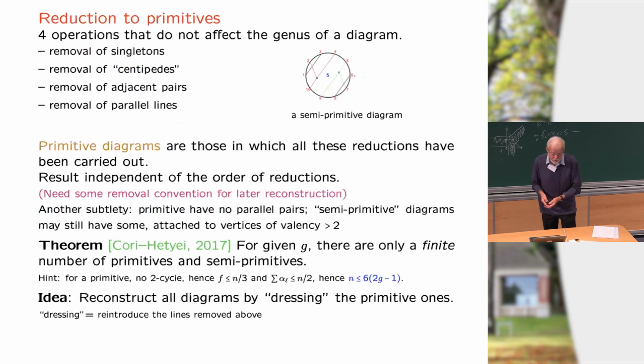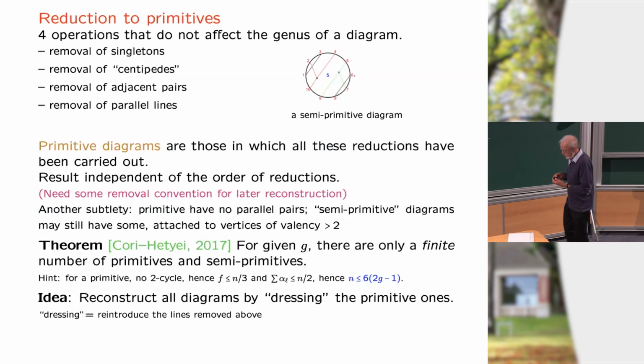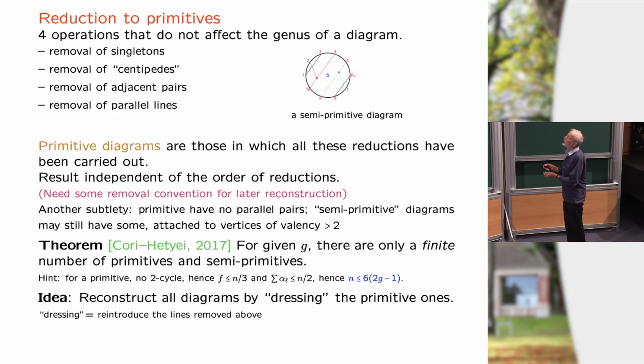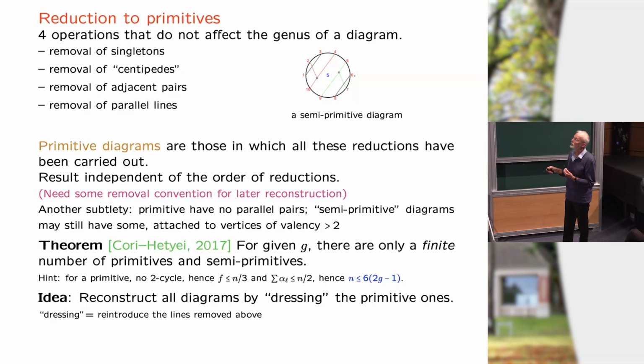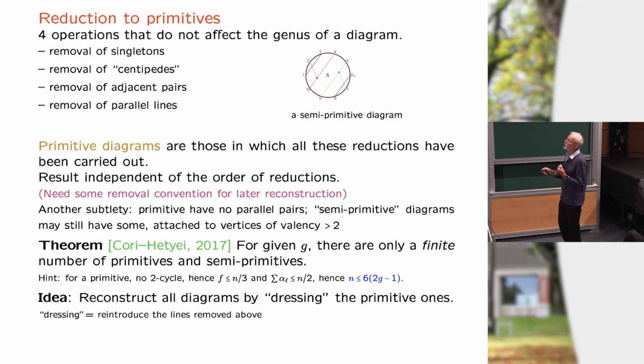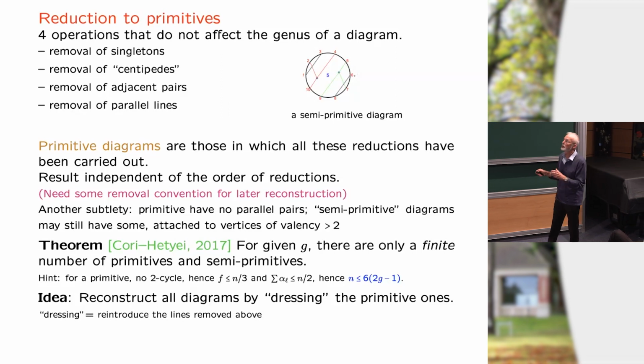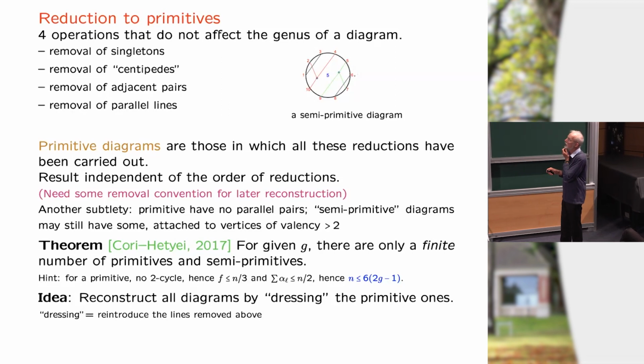So when you have done all that, you reach what Cori and Hetyei called primitive diagrams. Primitive diagrams are those in which all these previous operations have been carried out. It's relatively easy to check, and they do that quite explicitly, that the result is independent of the order of reductions. As I said, you need some conventions about which edge you remove in some of these steps, but that's been fixed. Everything is totally clear.